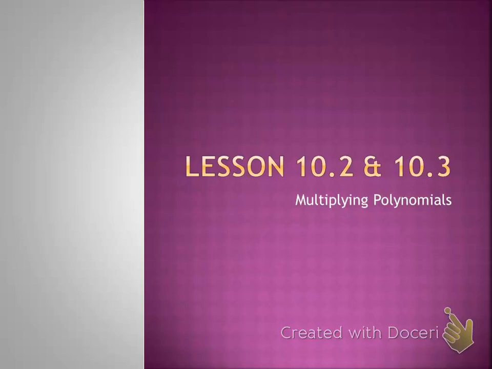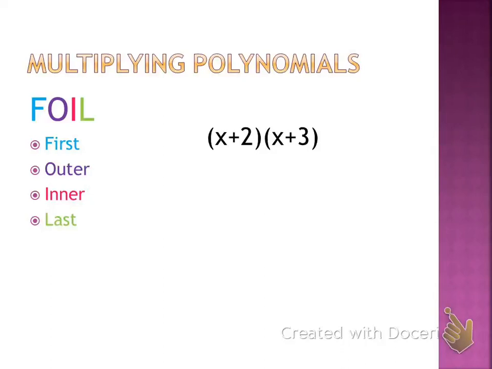Today we're going to do lesson 10.2 and 10.3, which both deal with multiplying polynomials. When we multiply polynomials, we use the pattern that we like to call FOIL. Each letter in FOIL stands for the method in which we multiply these two binomials. If you remember in 10.1, we recognized what a monomial, binomial, trinomial, and polynomial are.